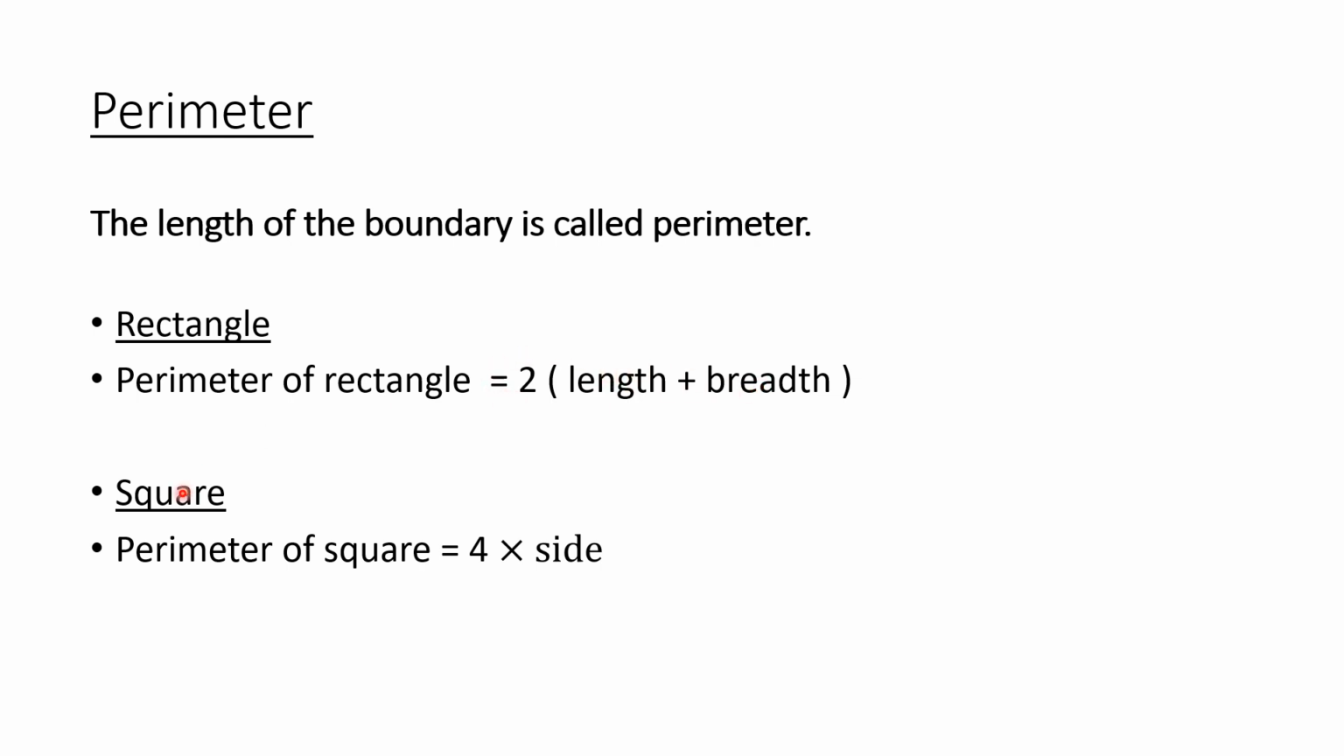It's clear? Now square. Perimeter of square formula is 4 multiplied by side. In a square, all sides are same, equal. So you have to multiply the length of side into 4. So total 4 side. So 4 into side. It's clear?